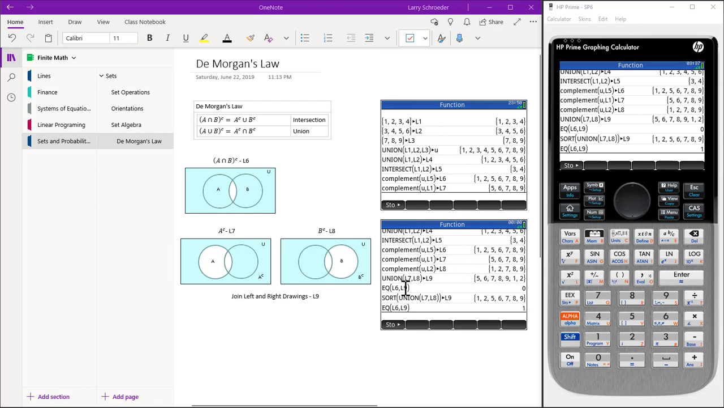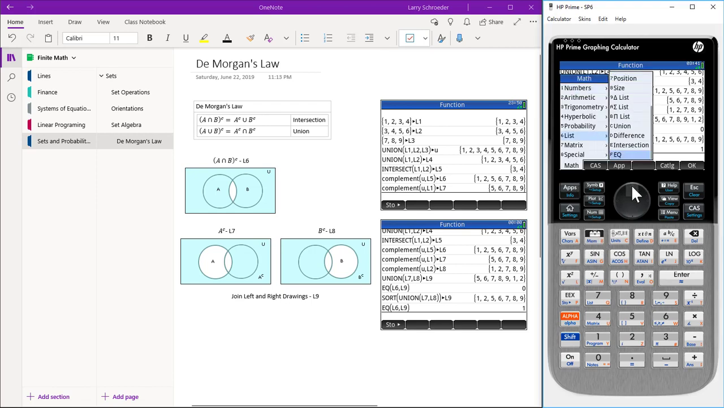Then we use the equal to compare L6 and L9, and it turns out that these 2 are false. We put the sort on top of the union, and then it turns out that these 2 are equal, or 1. So we must sort before we compare with the equal. The equal command is found by pressing the toolbox, pressing list, reverse scrolling, and we see the equal command.